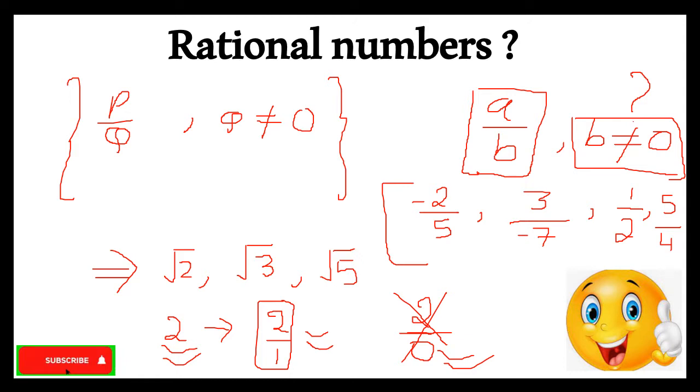Similarly, you can write all the whole numbers as p upon q, a upon b, and we say that all whole numbers are rational numbers. All natural numbers are rational numbers. The rational numbers include all even, odd, whole, natural numbers and integers. So I hope you got to know about rational numbers very well.